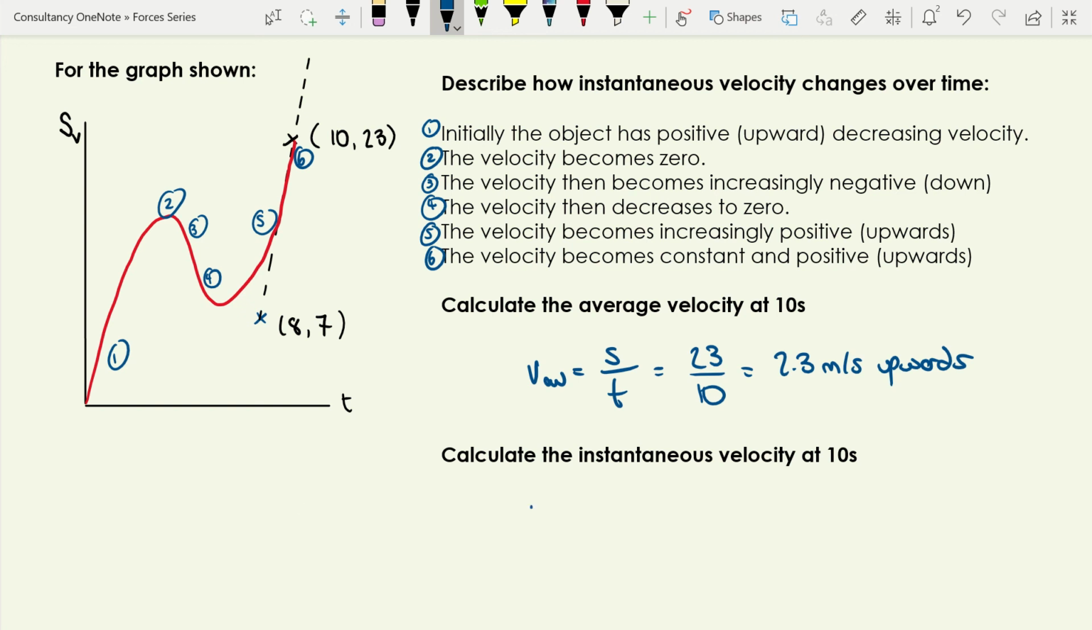Instantaneous velocity, we would need the gradient of our tangent, which is why we've got a tangent drawn in there. We'd do 23 minus 7, and we would do 10 minus 8, giving us 16 over 2. So it's 8 meters per second. Again, it's clearly positive at that point, so that's going to be upwards to make it a vector quantity.